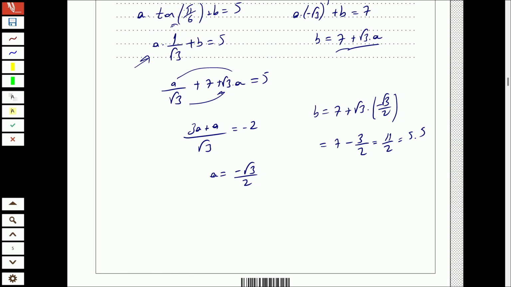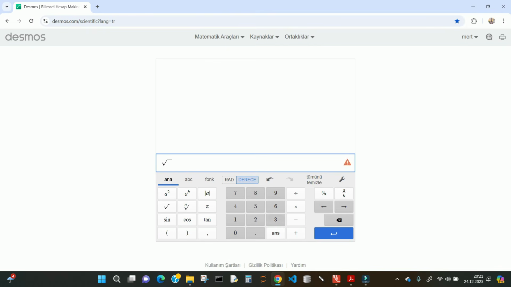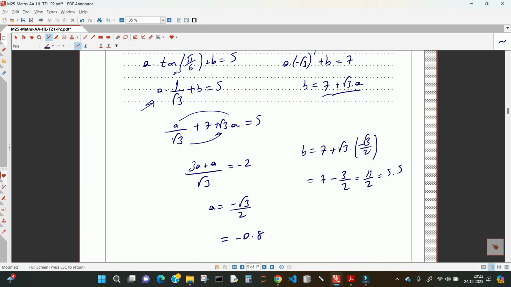And let's find alpha. Square root of 3 over 2. It is 0.866, minus 0.866. Yeah.